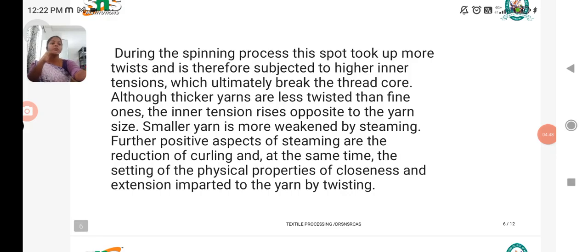During the spinning process, the yarn is subjected to more twist and is therefore subjected to higher inner tensions, which ultimately break the thread core. Although thicker yarns are less twisted than fine ones, the inner tension rises opposite to the yarn size.